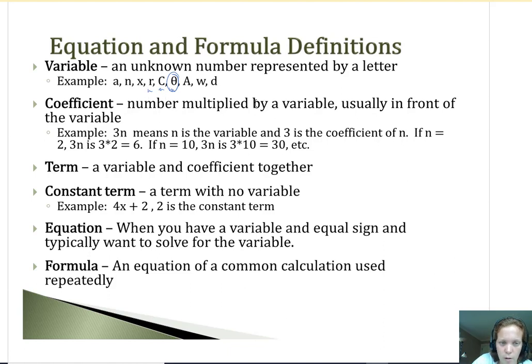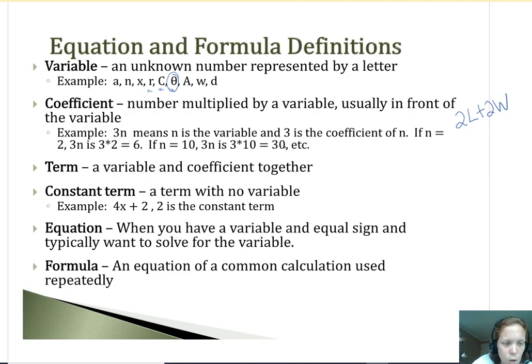If there's a number in front of the variable, it means it's multiplied by it. Like something we've seen before, for perimeter, 2L plus 2W. That means 2 times the length plus 2 times the width. So if we know, like in this example, 3n, and we know that n is 2, we would do 3 times 2 and we'd get 6. Or if n is 10, 3n would be 3 times 10, 30.